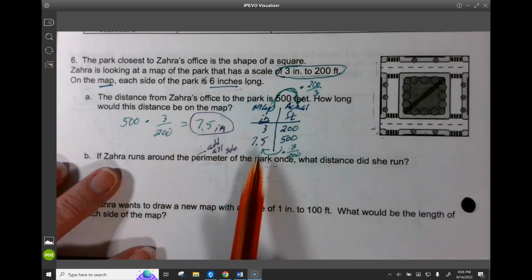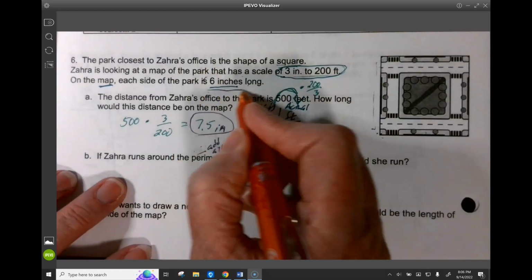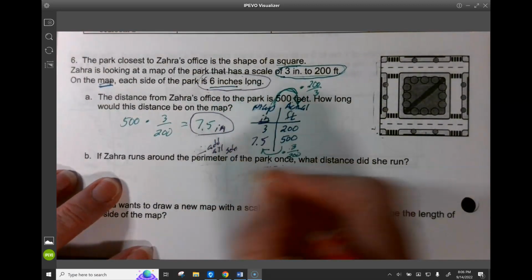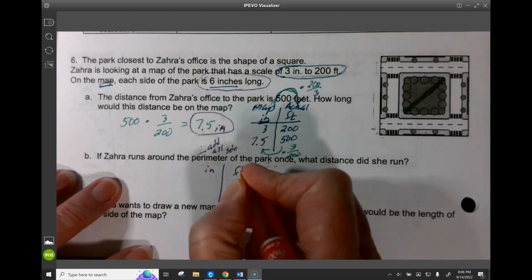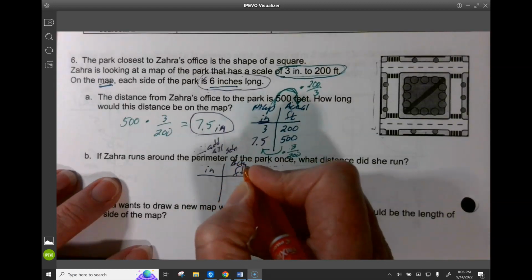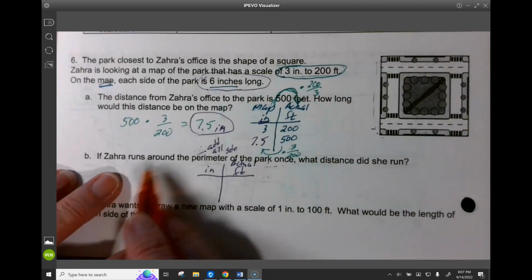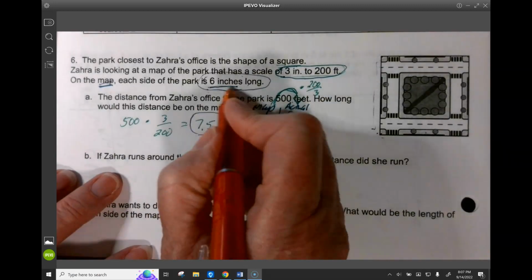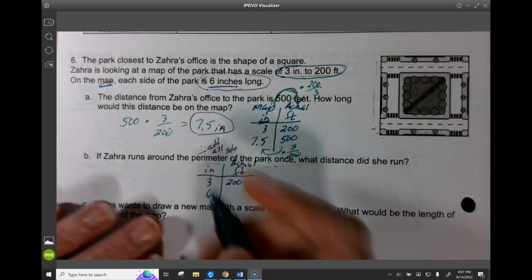So here we go. If only we knew the side of one of these. Aha! We know what the map is, 6 inches, okay? So I'm going to make another table because I've run out of space here, and I'm going to have inches, and I'm going to have feet, okay? And remember, this is my actual. That just helps my mind. If it helps yours, write it down. If not, that's fine. So what we know is that our scale is 3 inches to 200 feet. And now we know the map, which is in inches. I know the map. So now I'm going to go this way.